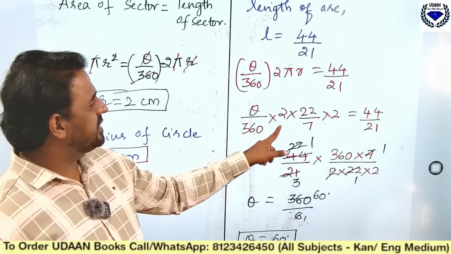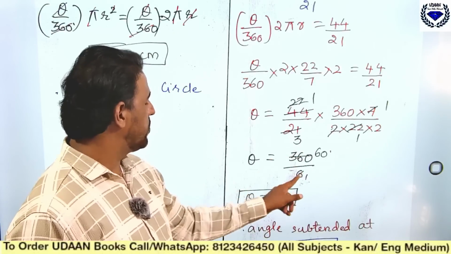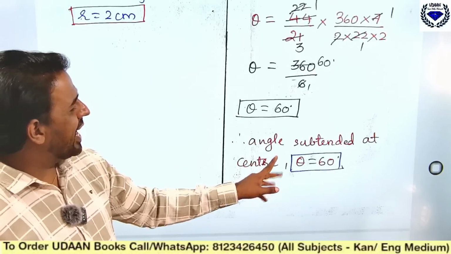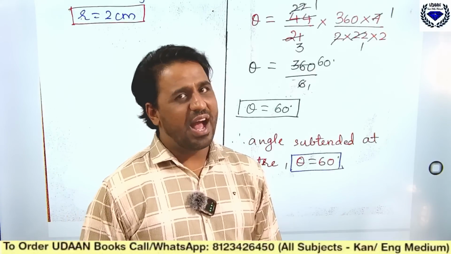Theta by 360, if you just cross multiply, you will get theta is equal to 60 degree. Therefore, the angle subtended at the center will be 60 degree. That will be your answer.